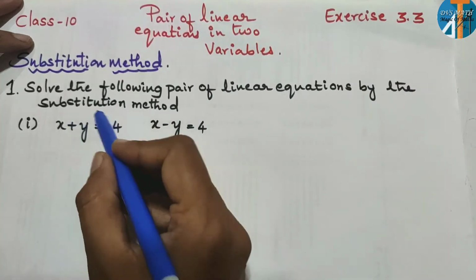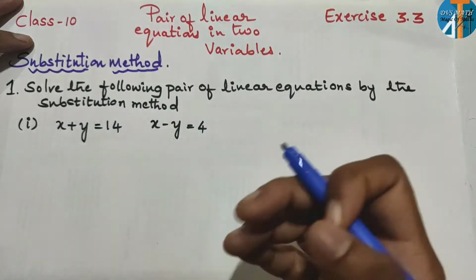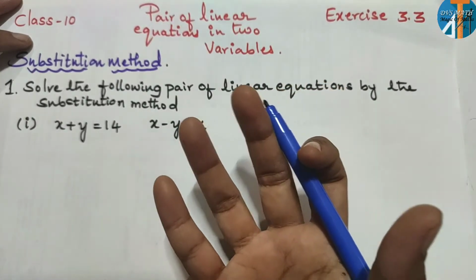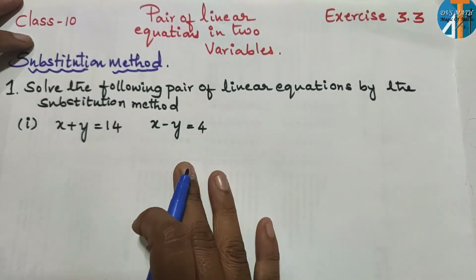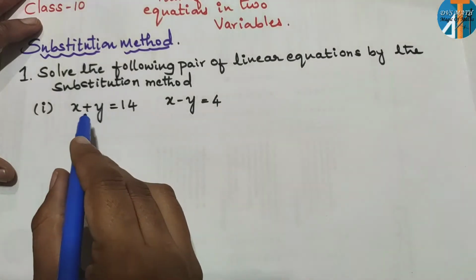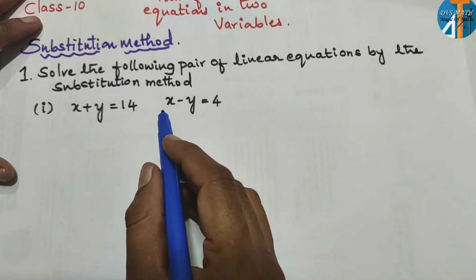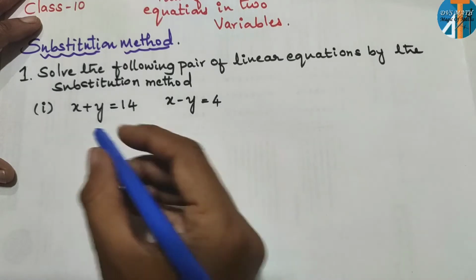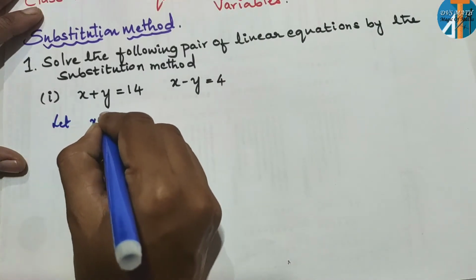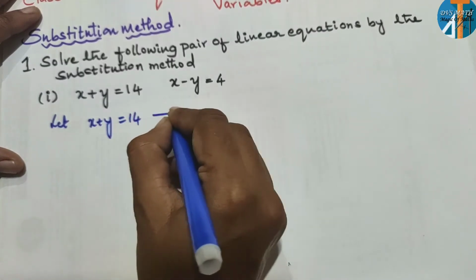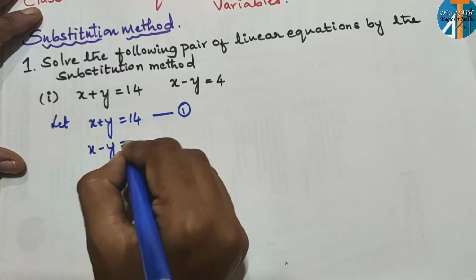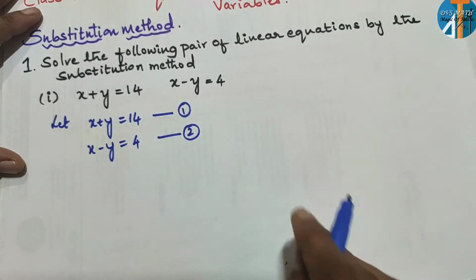Till now we used to solve graphically. We change the equation in terms of y, give values for x, get values of y, and plot the graph of the x and y points, right? But now we are using the substitution method. How? Let us start. First we write these equations and take them as equation 1 and equation 2. So write down: let x plus y is equal to 14, take it as equation 1. Next, x minus y is equal to 4, take it as equation 2.